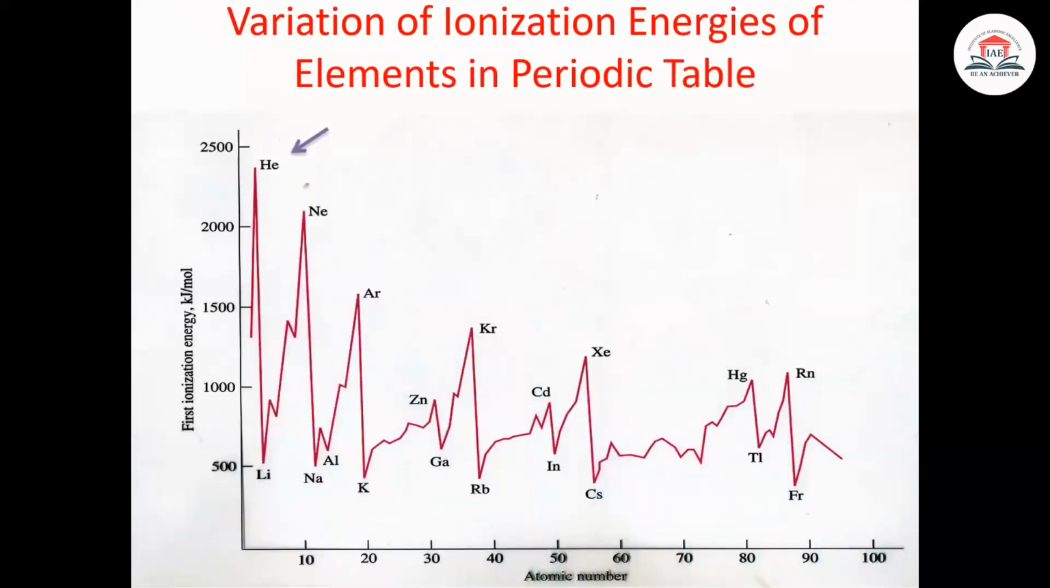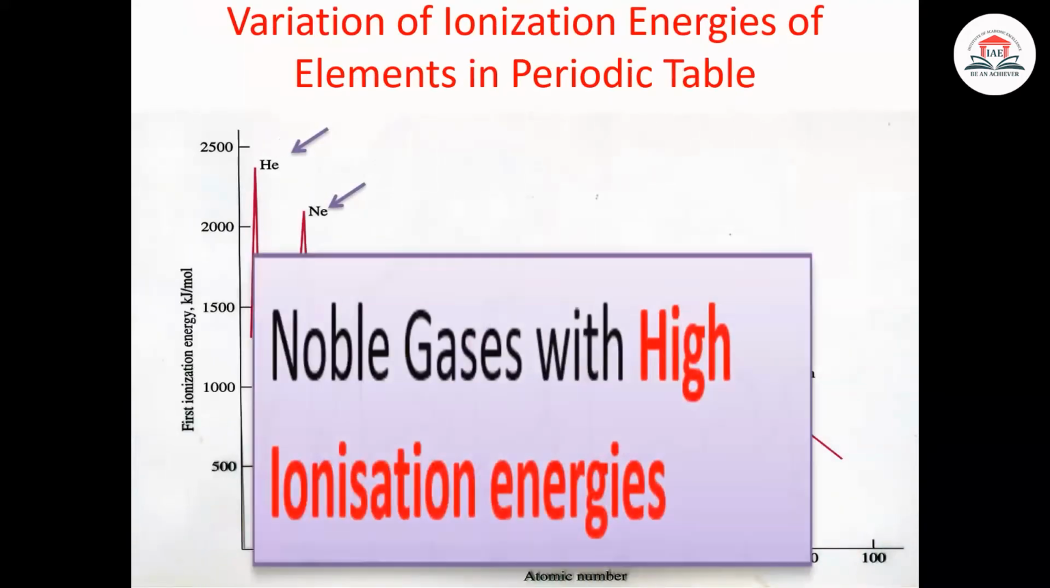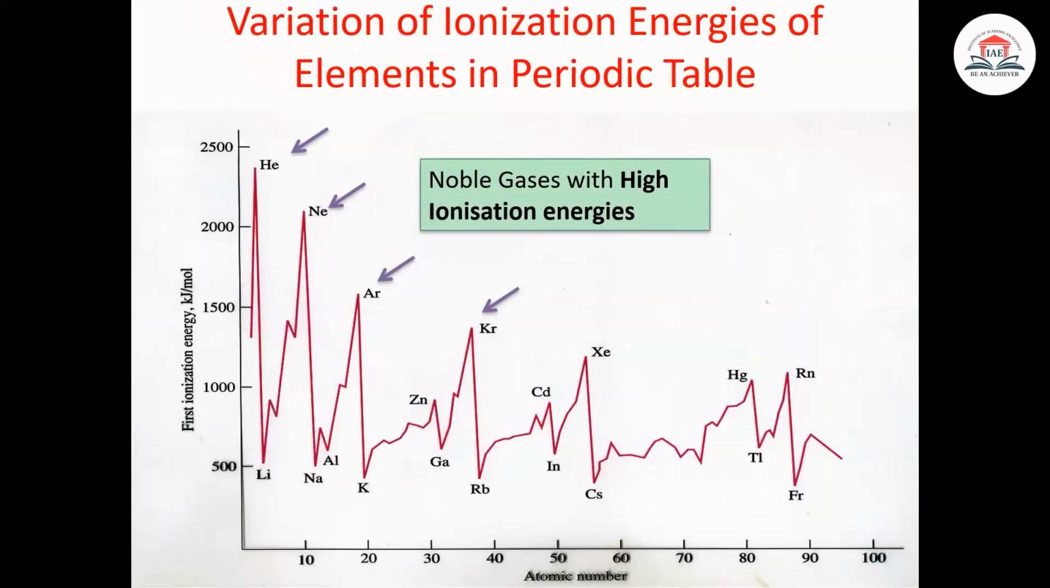So this is the variation of ionization energy of elements in the periodic table. You can see that from hydrogen to helium it increased, then at lithium it decreased, and again from lithium to neon there is a sharp increase in the ionization energy values. Then again it reduces at sodium and so on.